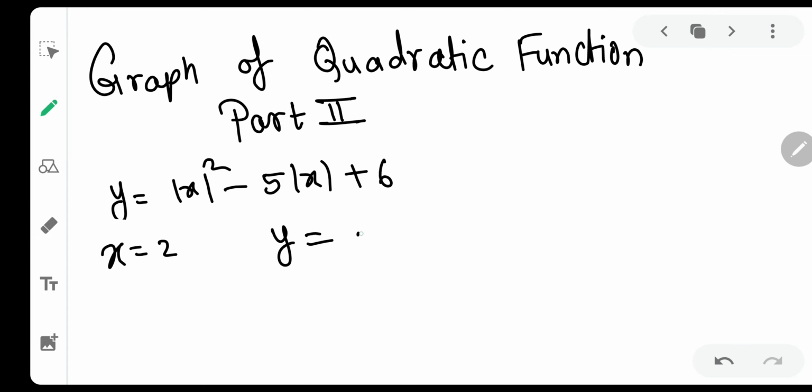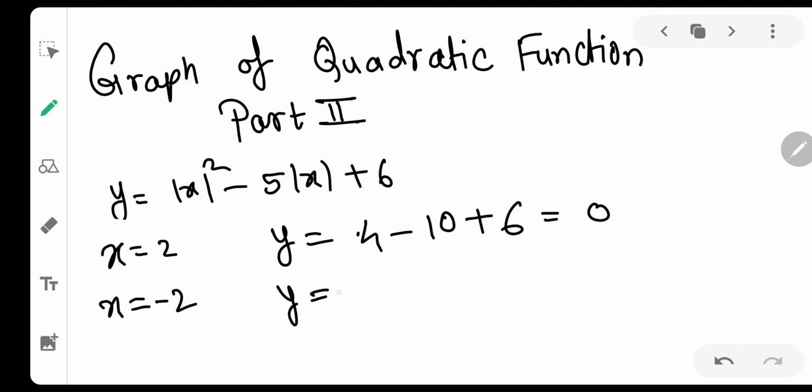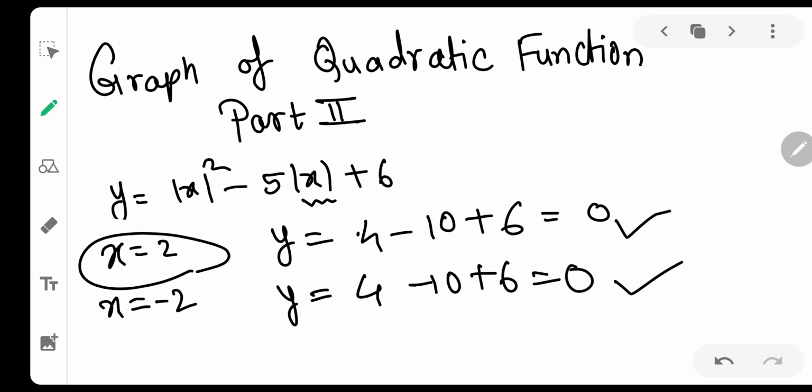Very simple. 2 square is 4, and minus 5 into 2 is minus 10, plus 6, which is equal to 0. Suppose you take x as minus 2, then what will happen? Mod x square is 4, and then mod of minus 2 will be 2. So again minus 10 and plus 6, and then 0. So see, for 2 it is 0 and for minus 2 also it is 0.